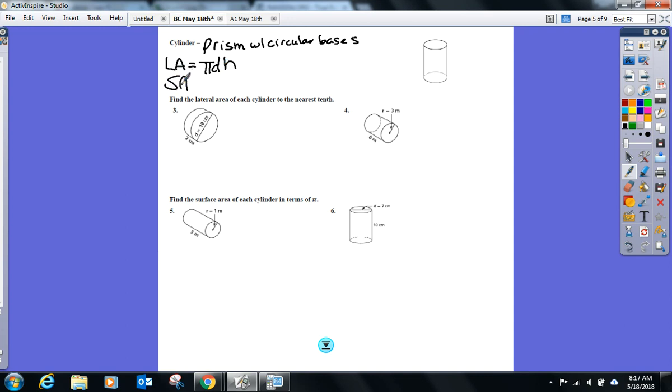All right, you can also get surface area now. Surface area, I take the lateral area, which I just found is pi dh, and add on what to it now? What do I add for surface area? Add on the bases. What shape are the bases? Circles. I have 2 of them. What's the area formula for each circle? So it's going to be pi dh plus 2 circles, pi r squared. Okay, and this one's not on your formula sheet, unfortunately.